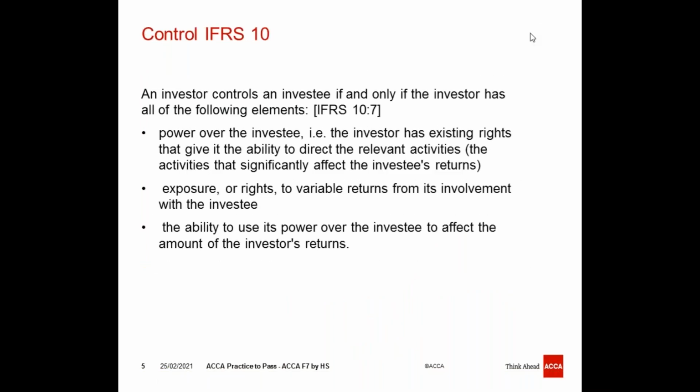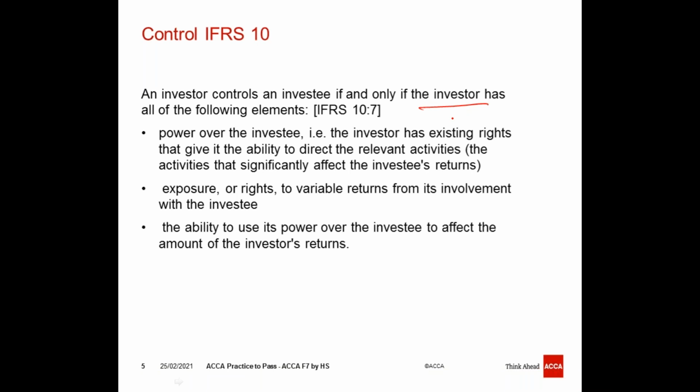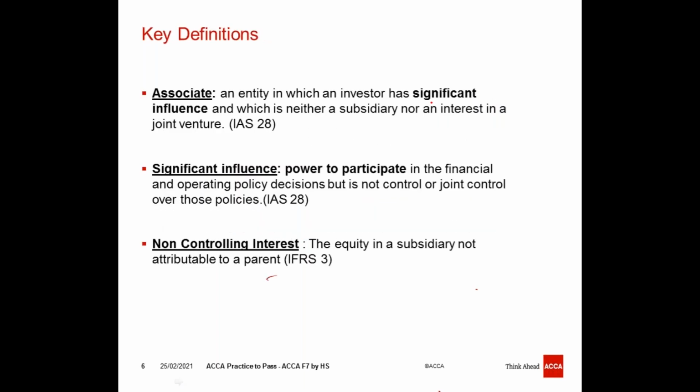Next part. Now, what is control? According to IFRS 10, an investor controls an investee if and only if the investor has the following three elements: the power over the investee, exposure or right to variable returns, and the ability to use the power. If the three points are met, then you have the control of the other company. These three points can be examined in theoretical questions related to consolidation. Now, there is another company called the associate company, in which you have a significant influence. Significant influence means you have the power to participate in the policy making process, and 20% or more shares is required to make a significant influence.